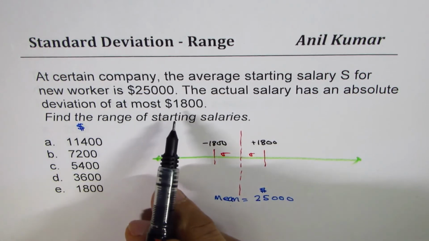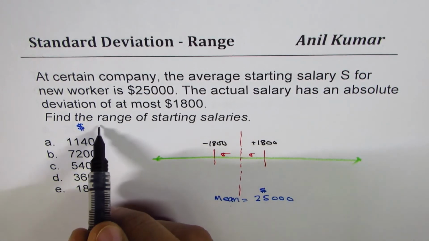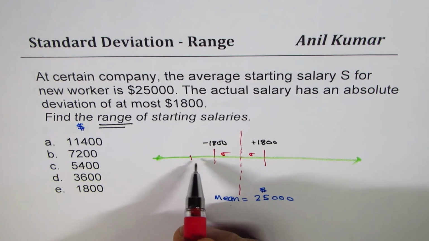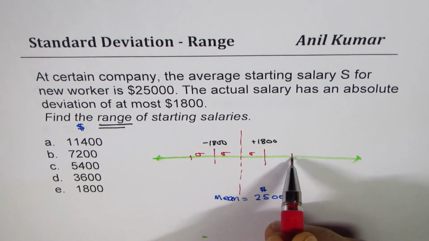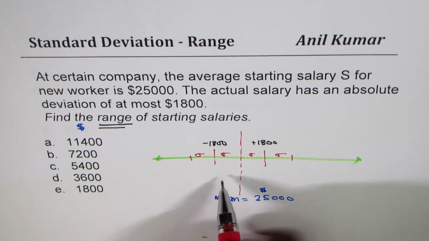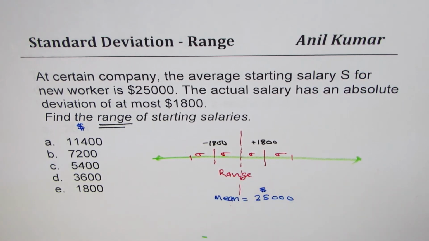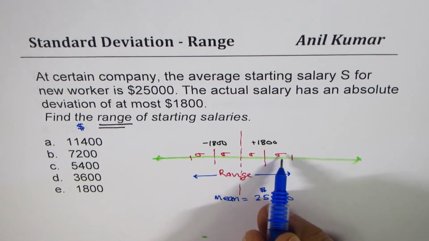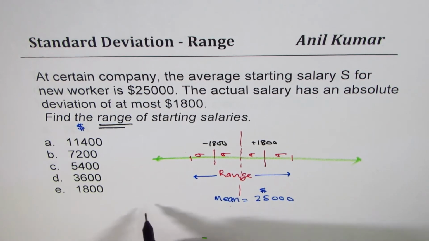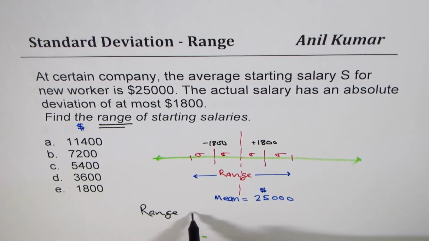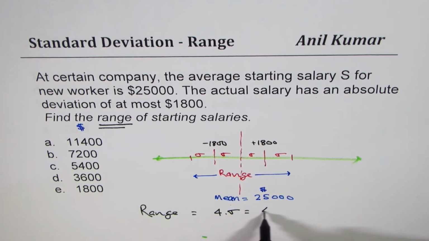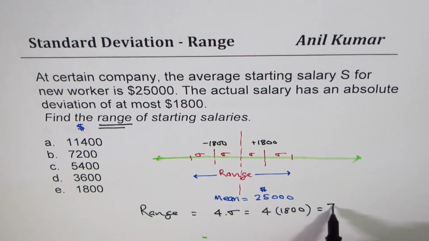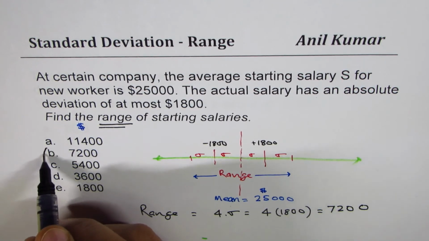Now standard deviation is always positive, but when we talk about range, we have to look at both sides. So what you should do is figure out 4 standard deviations. That should give you the range. So the range actually is, as we did earlier in one of our videos, 4 times the standard deviation, correct? So let me write down the formula very clearly. Range is equal to 4 times standard deviation, which is 4 times 1800, right? And that gives you 7200. So the answer is B.